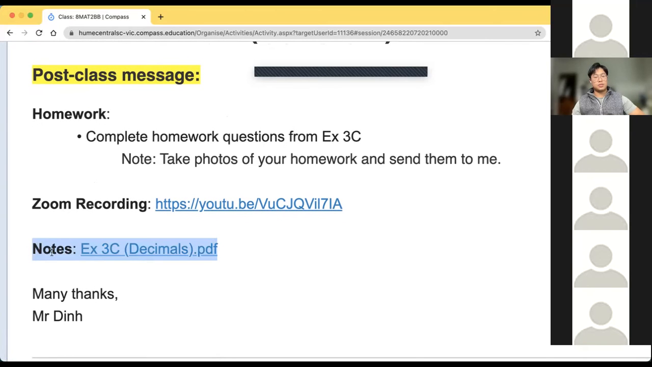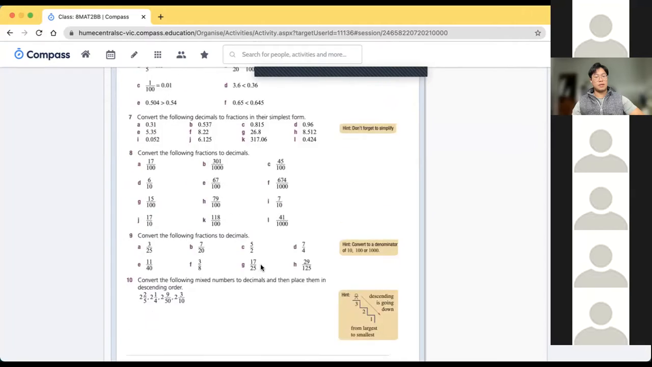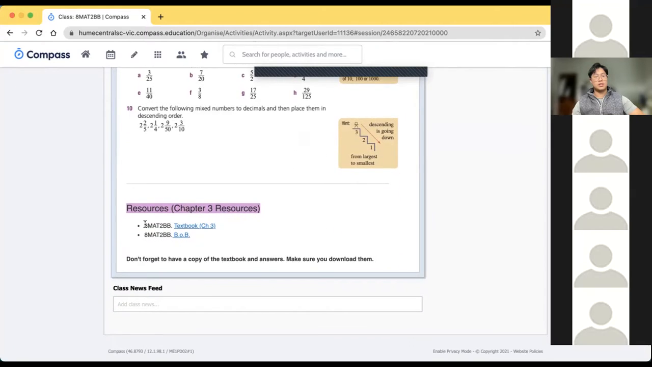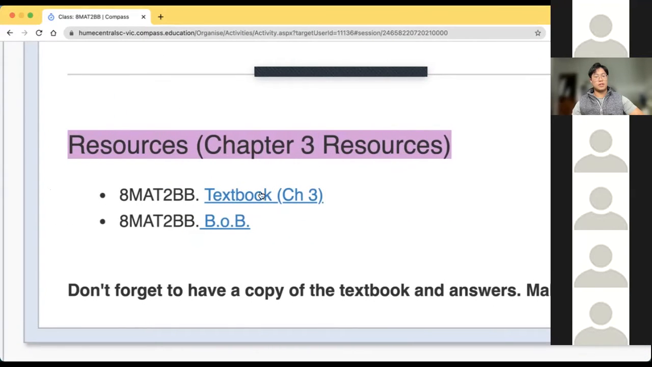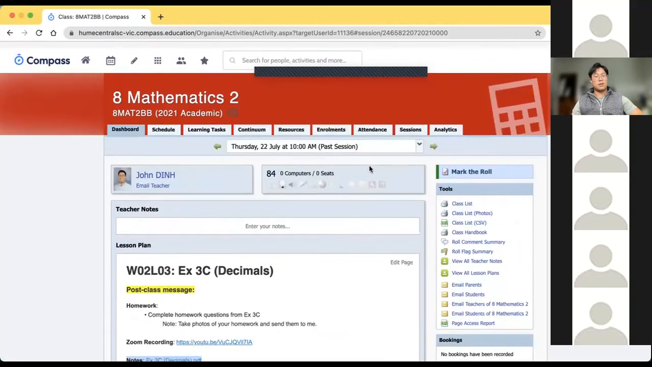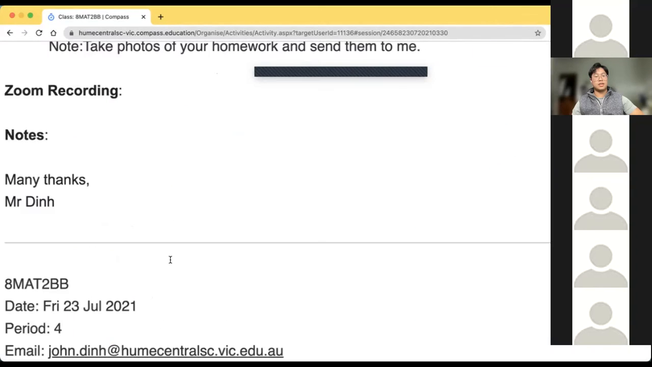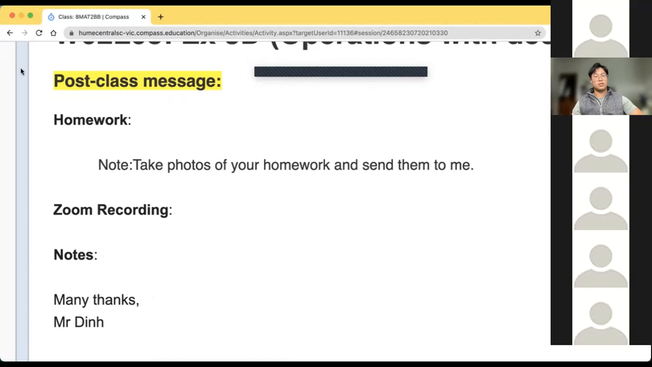And here are our notes so far. I'm going to be updating these notes every time, so make sure you do that. Then we have our lesson plan here. Resources are at the bottom if you need to download the textbook or the answers at the back of the book. So that's how we get our notes. After this lesson, I'm going to write this up and fill it up.